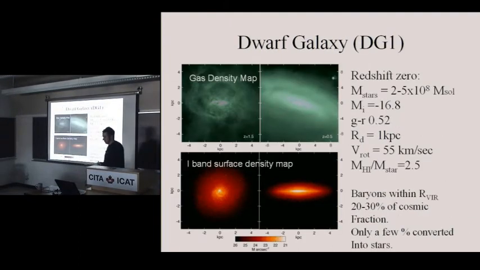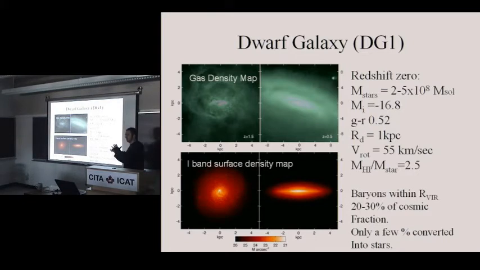So this is what the gas density looks like. This is virtue 1.5, virtue 0.5. It's a little large disk. And the I-band surface brightness is shown here. This is the Sunrise image. We're ending up with about 2 to 5 times 10^6 solar masses in stars, and I-band luminosity of minus 16.8. It's quite blue, the way you would expect. The disk scale length is reasonable, and the rotation curve is good. And so it's nice to have a Tully-Fisher relation.